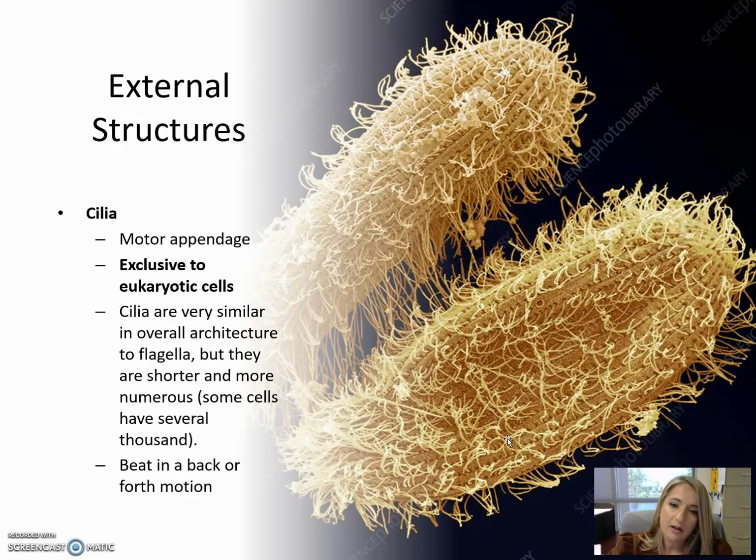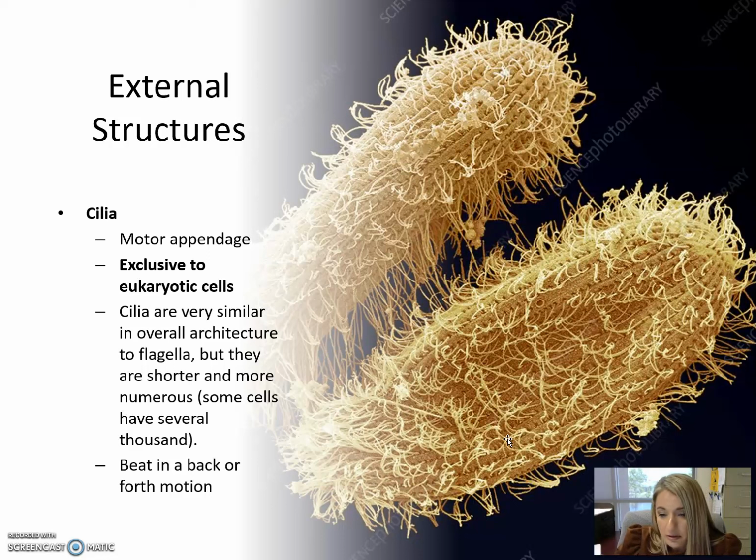But what those cilia are going to do is move in a back and forth type motion, like a boat rowing through water, to propel the eukaryotic cell through an aqueous environment. So this is a very common motor appendage for protozoan to have, which are commonly found in water. They will just move those cilia back and forth in order to move through the water.